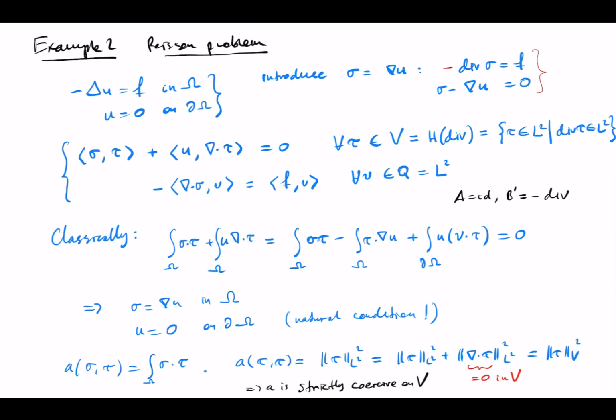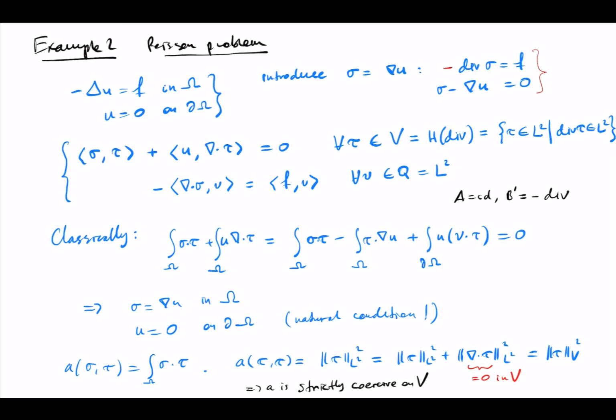test it against a vector field tau. Okay, test this against the vector field tau and do one integration by parts. So over here we did integration by parts. The derivative from U is now on tau, and the space for tau and sigma is going to be this space called H div, which is simply the space of L2 vector fields whose divergence is in L2, because here we see that we only need to take the divergence of tau.